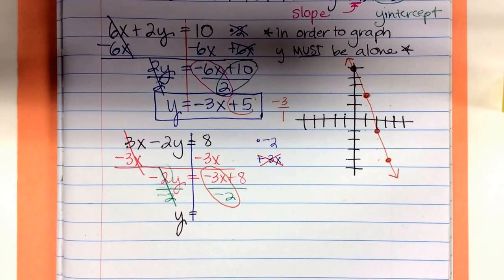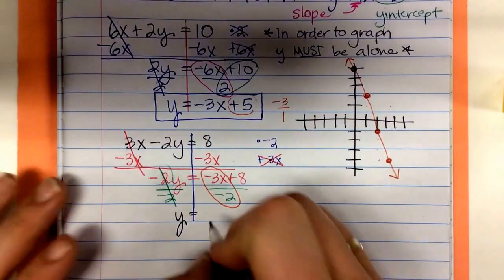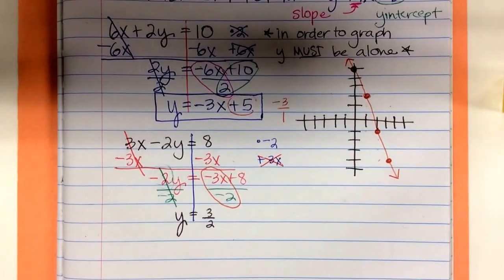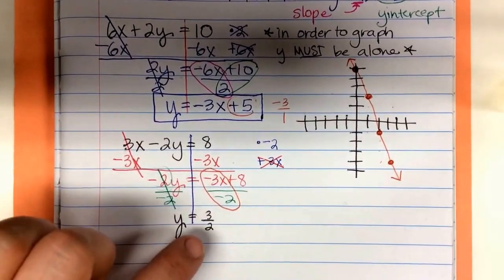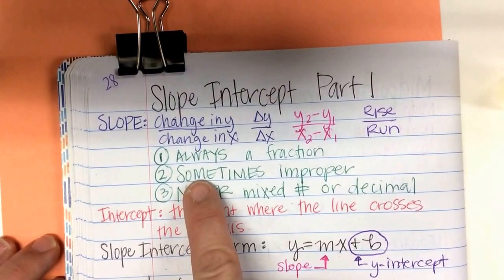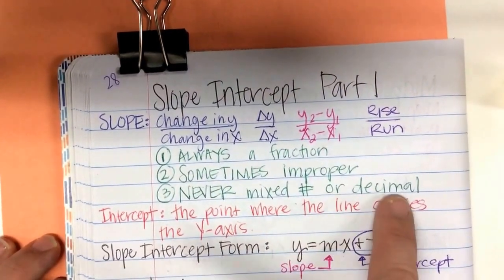Okay, and can you have a decimal as your slope? Slope is always a fraction, so what should I write? Should I leave it that way? I need to leave it 3/2. Why did it become positive? 2 negatives make a positive, right? Remember yesterday we remembered, slope is always a fraction. Sometimes it's improper, but it's never a mixed number or a decimal.